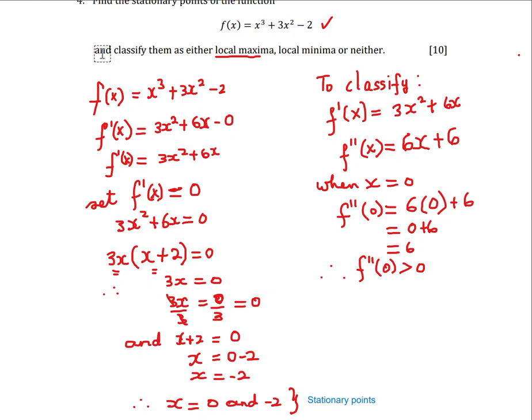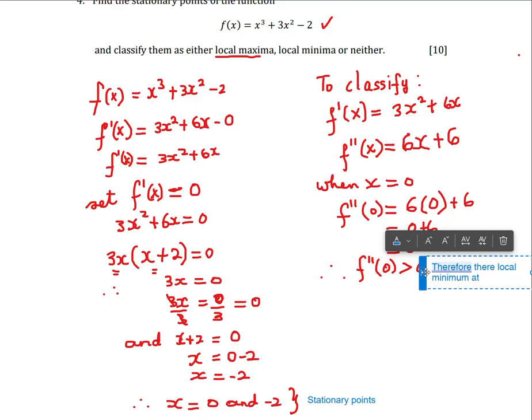When the second derivative is evaluated for the stationary points and we get a value greater than 0, therefore there is a relative minimum. Right? So that's how it works. When you substitute a stationary point into the second derivative and you get a result that is greater than 0, it means that there is a local minimum. There is a local minimum at x equal 0.